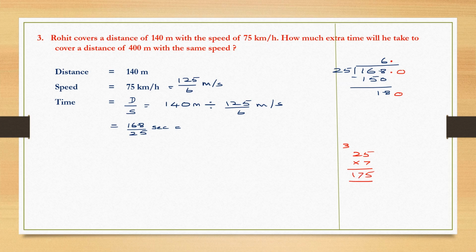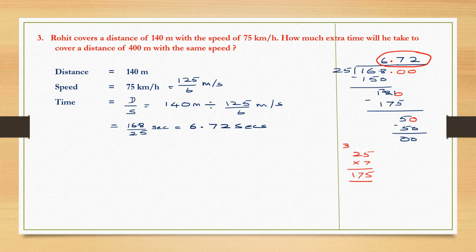So let's write 25 into 7 is 175. Let's minus this. So here 10 minus 5 is 5. We can continue our division again by putting a 0, bringing that 0 down. Now our number is 50. 25 twos are 50. So now what do we have in our quotient? In our quotient we have 6.72. So our time now is 6.72 seconds. So this is the first part that we have found.